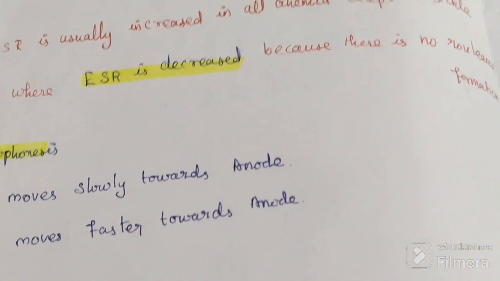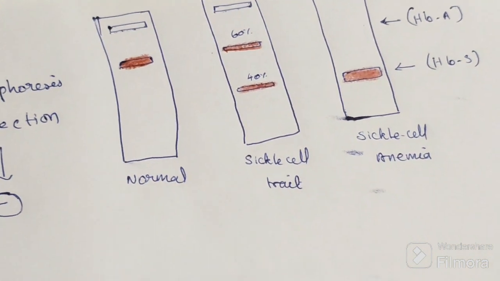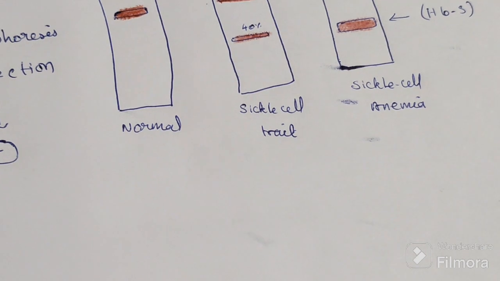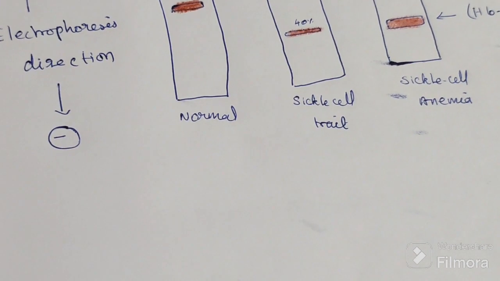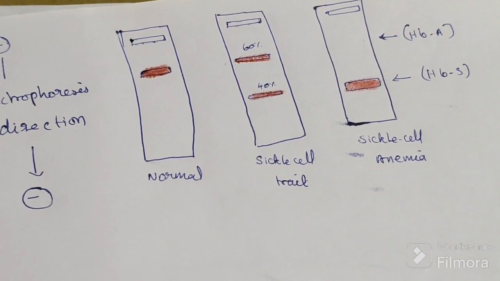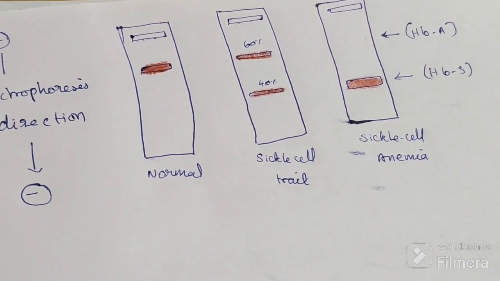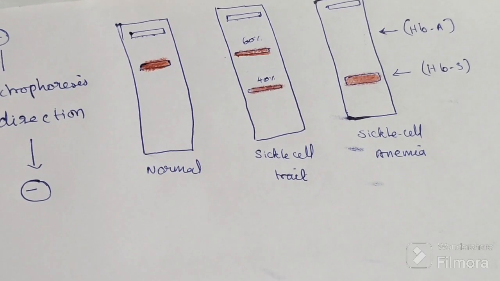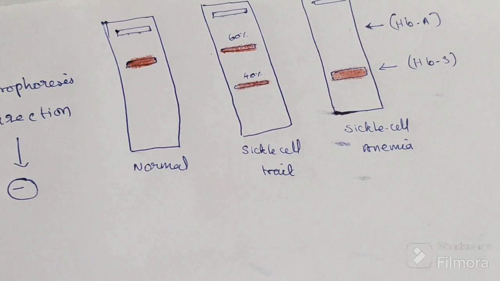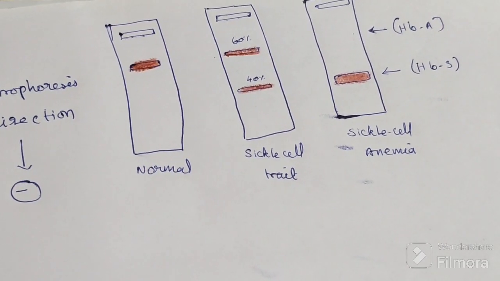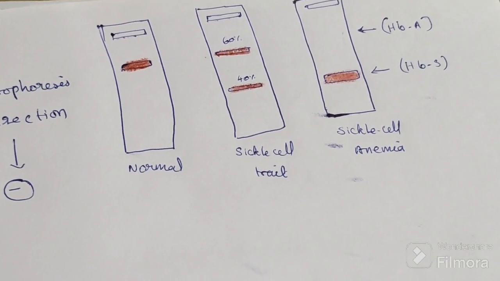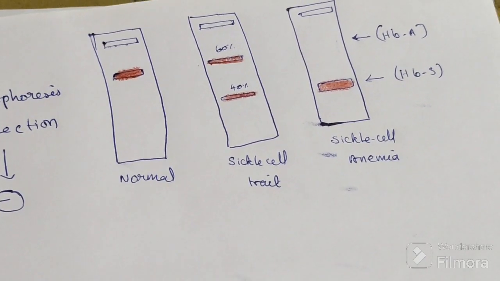In this diagram also you can see here, HbA is moving fast towards the anode, and HbS is the slow one. So looking at the band, we can identify whether it is HbA or HbS. If you are finding both, of course it is the carrier, it is trait. So that is all about sickle cell anemia.